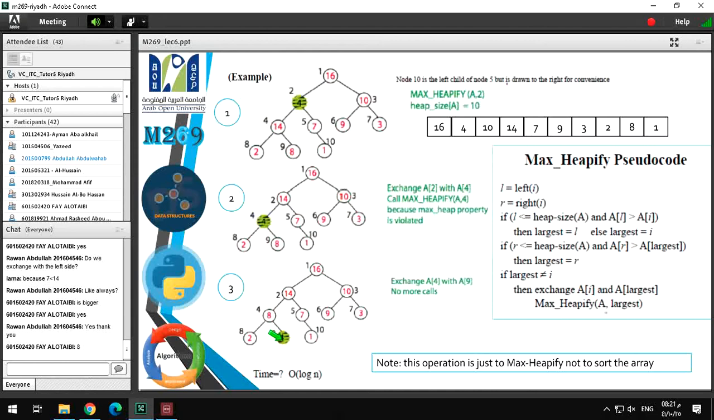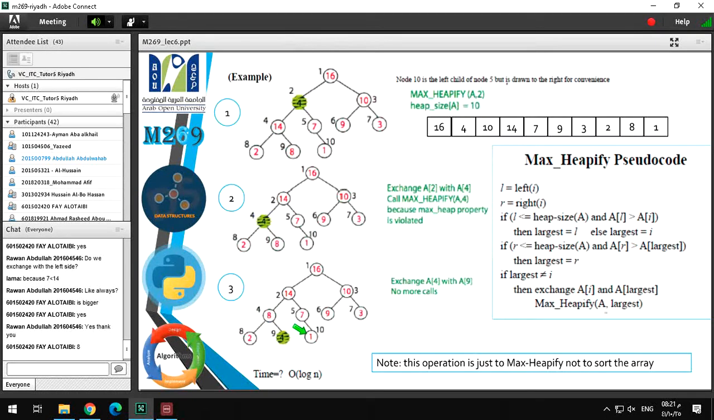If you look at the tree now, it is a max heap tree. So we have 16, 14, 10, correct. 10 is bigger than 9, 3, correct. 14 is bigger than 8, 7, correct. 8 is bigger than 2, 4, correct. 7 is bigger than 1, correct.